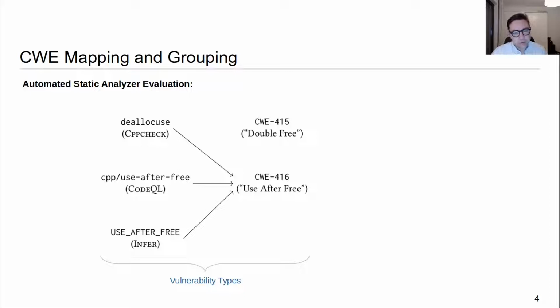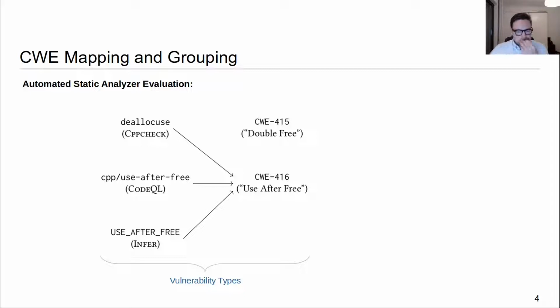So the first step was to map these analyzer-specific names to a common naming scheme. Here we used the Common Weakness Enumeration, in short CWE. And that is what you can basically see here in the picture.